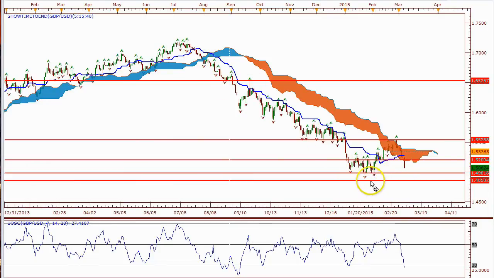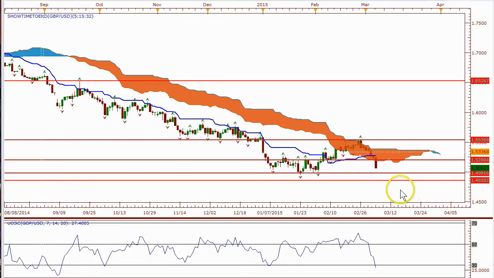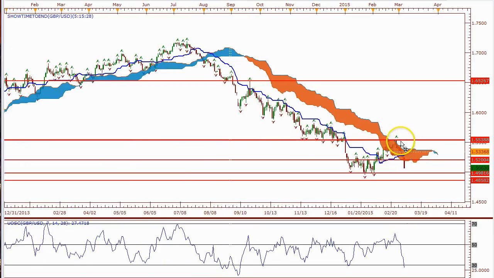So are we going to break this level also? I think maybe if we get some movement down to here, we may see some ranging for a while. We may get the market to pull back up to this level, but I think ultimately in the long term, this is going to remain bearish.